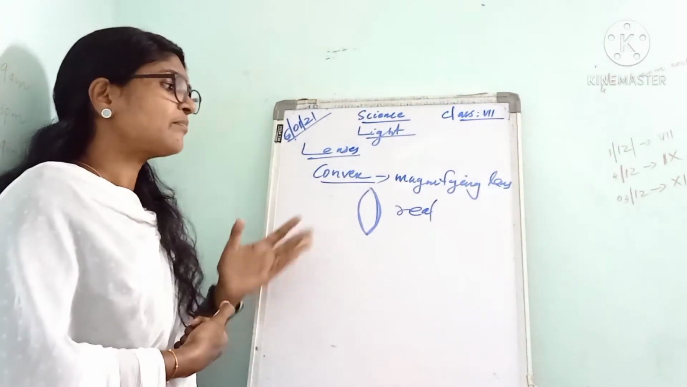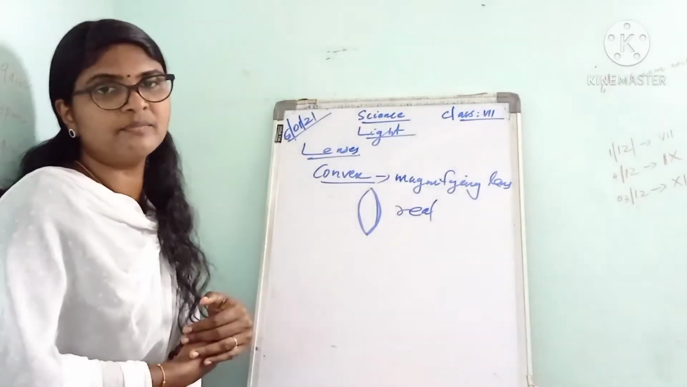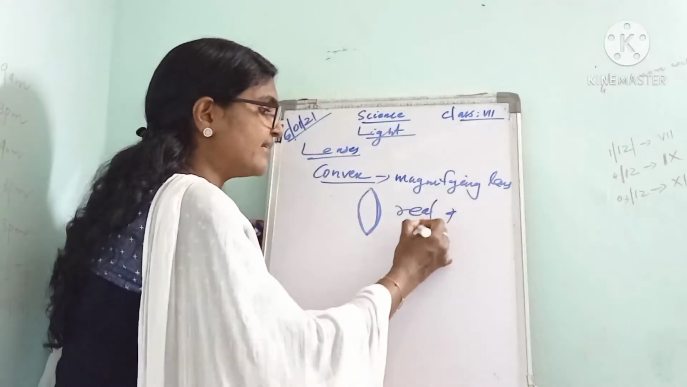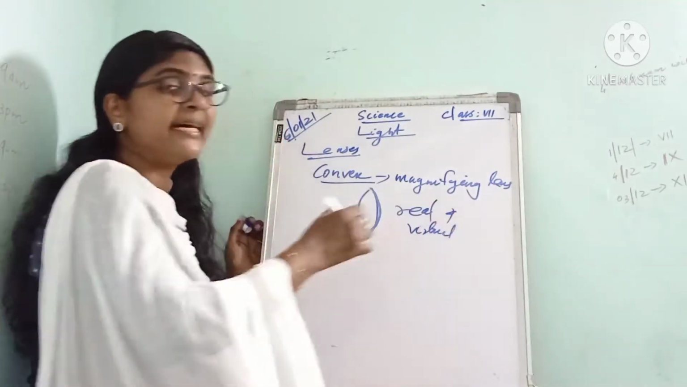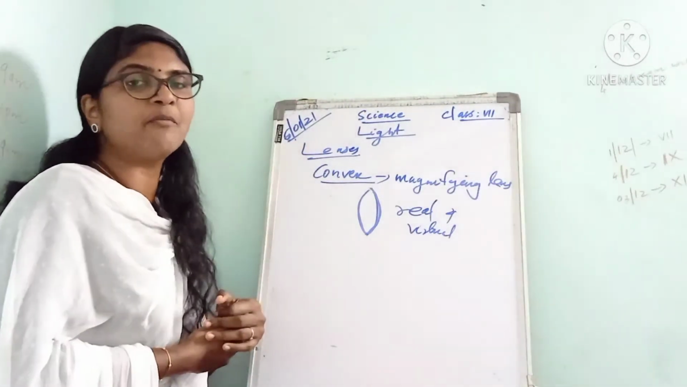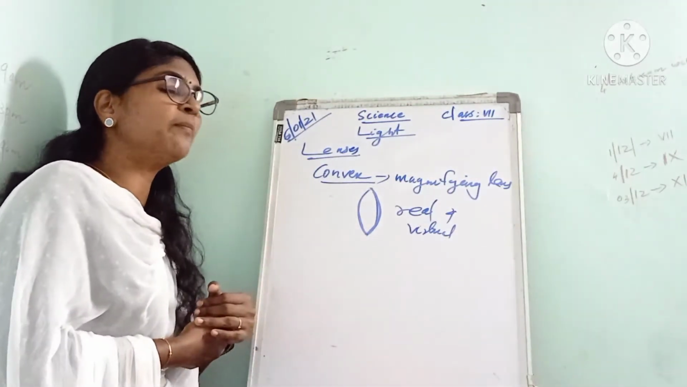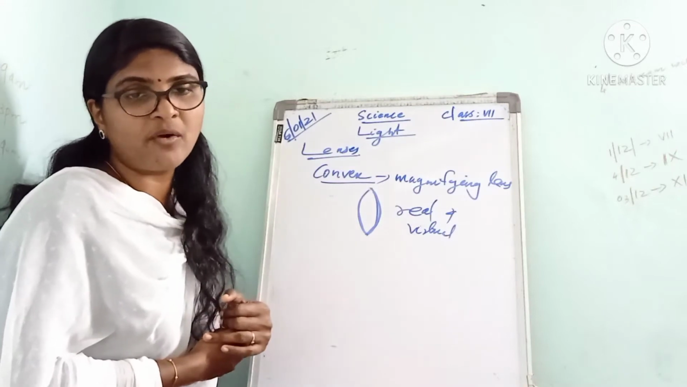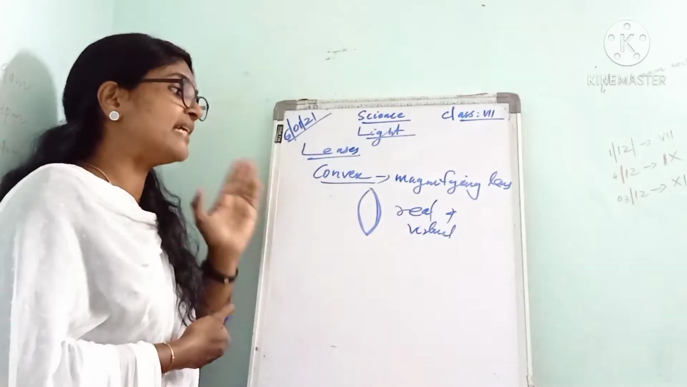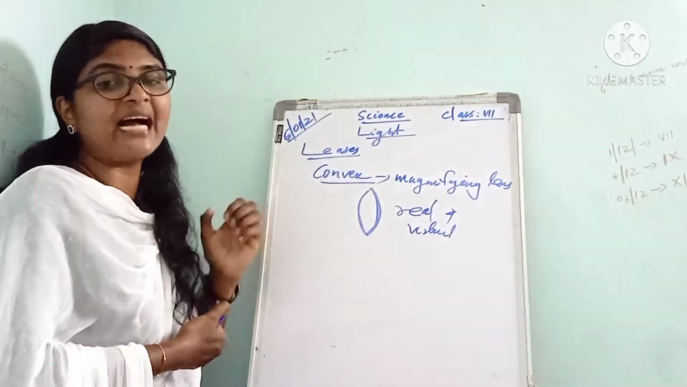Apart from the real image, the convex lens can form a virtual image too. That means a convex lens can form both real and virtual images. The virtual image formed by a convex lens cannot be captured on a screen. The virtual image looks bigger than the object and it is upright.